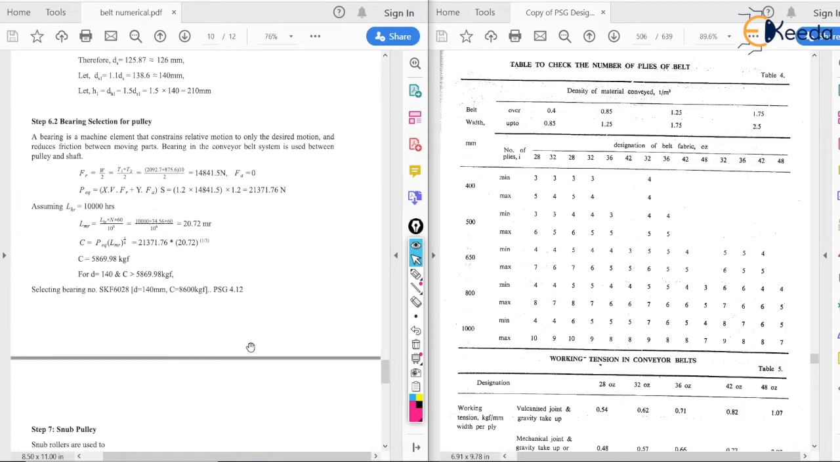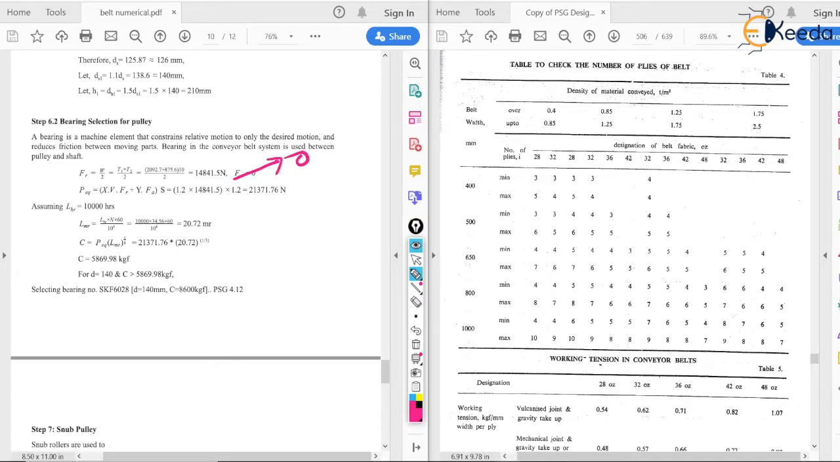Now next we have bearing selection for the pulley. The bearing is a machine element that constrains relative motion to only the desired motion and reduces friction between the moving parts. In the conveyor belt system the bearing is used between the pulley and shaft. So Fr is W by 2 and W is T1 plus T2, which we have already calculated, and Fa as usual is 0 because there is no axial load.